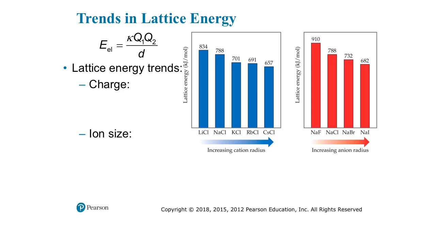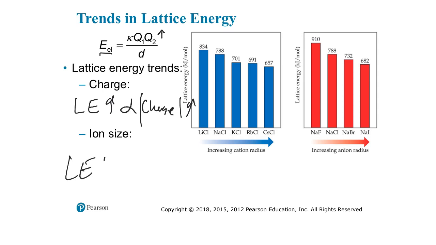Here's a slide summarizing the trends. We can relate the electrostatic attraction to Coulomb's law, where the electrostatic attraction is kappa Q1 Q2 divided by D. As the charge magnitudes increase, the lattice energy increases. So if the charge magnitudes of those ions increase, then we get an increase in lattice energy.